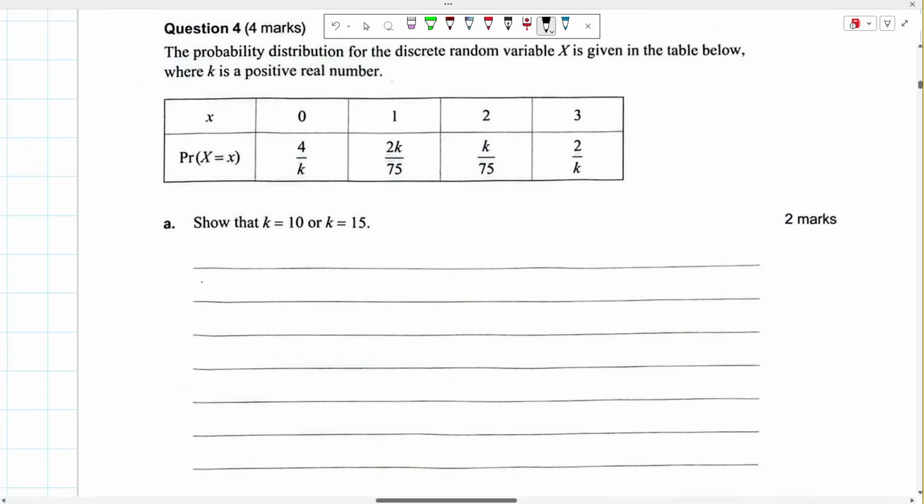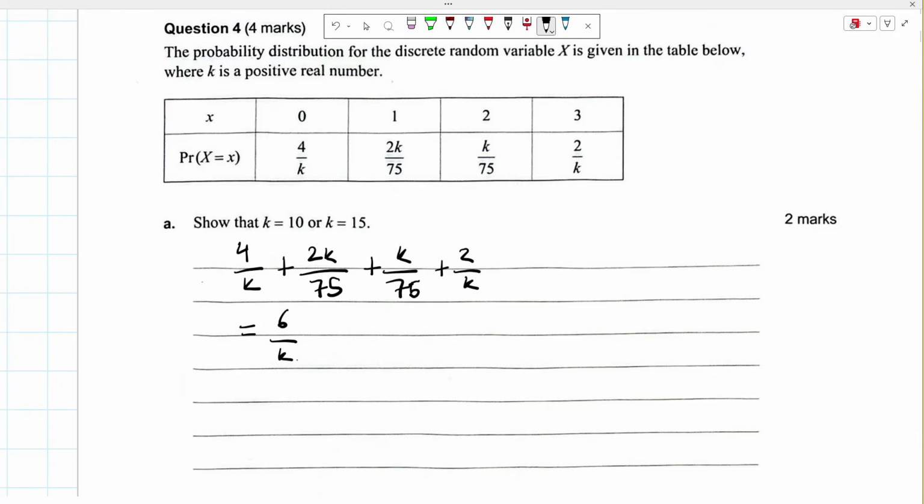Well, what do we know about probability distribution tables? The probabilities have to add up to 1. Now, what's 4 over k plus 2 over k? That's 6 over k. And what's 2k over 75 plus k over 75? That's 3k over 75. Now, you can actually simplify 3k over 75 to k over 25, and then what we can do is add these fractions together. So let's make it a common denominator.